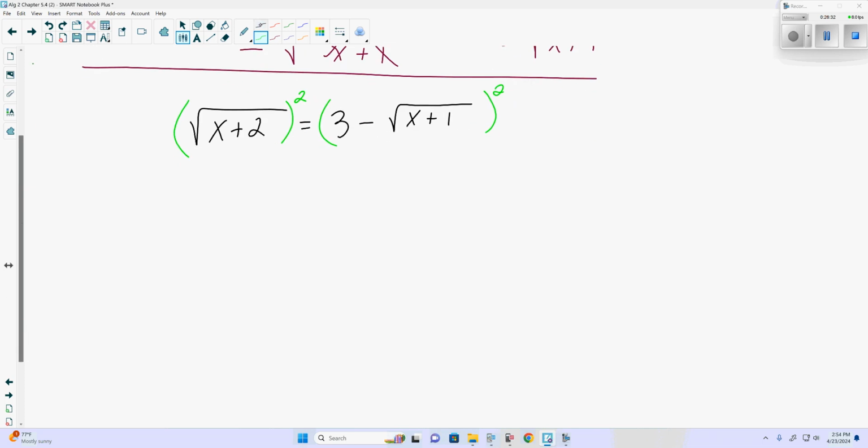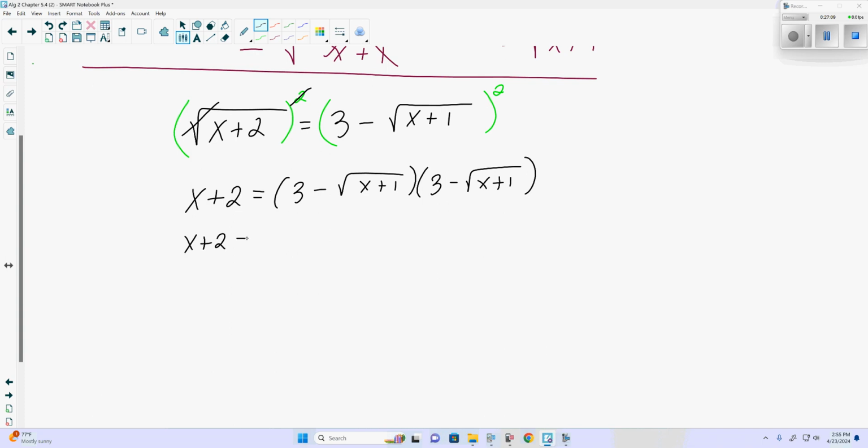We're going to look at the left side first. Right, because the square root of x plus 2 squared is x plus 2. That's nice. Yes? The other side. Well, this is the same as saying what? 3 minus the square root of x plus 1 times 3 minus the square root of x plus 1, because we're just multiplying it by itself, yes? Left-hand side is still nice.